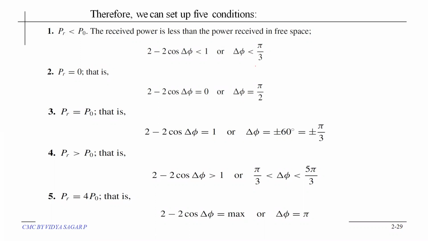Or if PR is greater than P naught, then the phase difference is between pi by 3 to 5 pi by 3. The phase difference is in between pi by 3 to 5 pi by 3, right? This is the fourth condition.